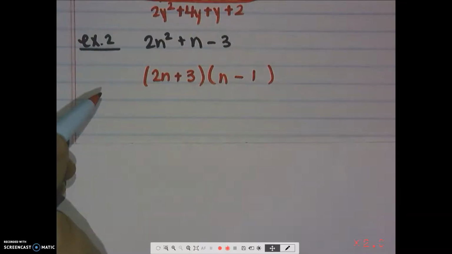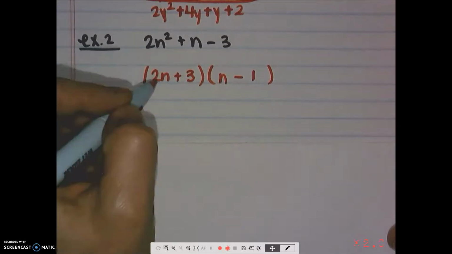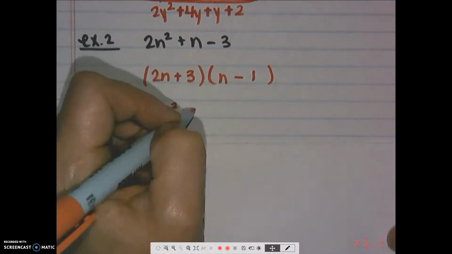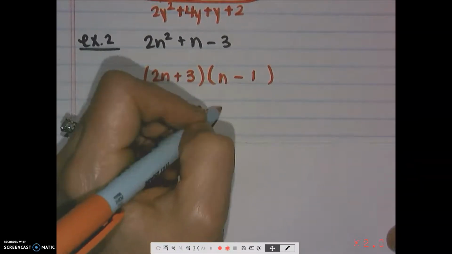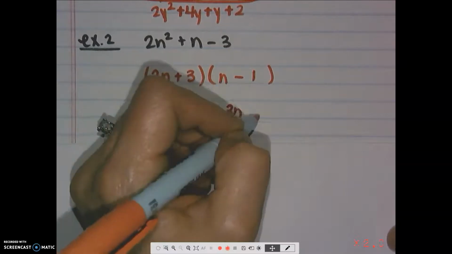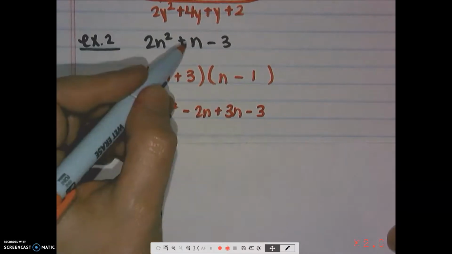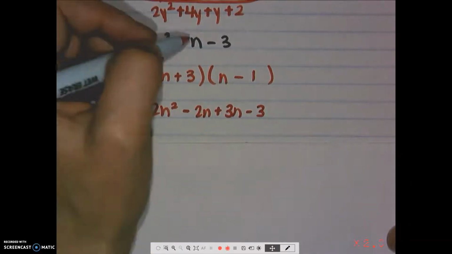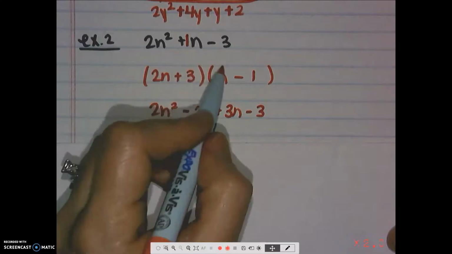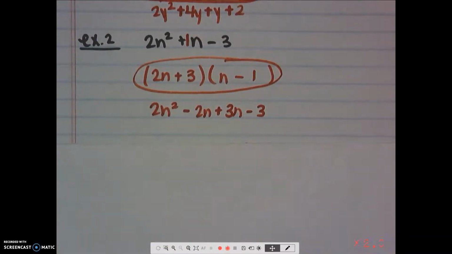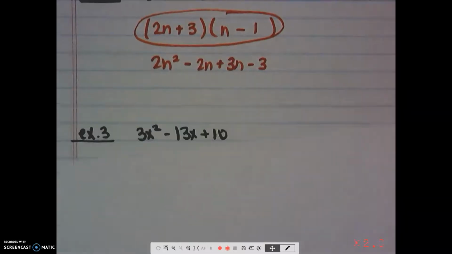You don't actually have to guess something on your paper, but you should be checking it, okay? Again, that work of checking could be in your head as well. So 2n times n is 2n squared. 2n times negative 1 is negative 2n. 3 times n is 3n, and 3 times negative 1 is negative 3. When we combine those like terms in the middle, we do get a positive 1n. Remember, if there's no number there, it's a 1. And so this does work. Okay? So this is the general process right now that we're working on, guess and check.